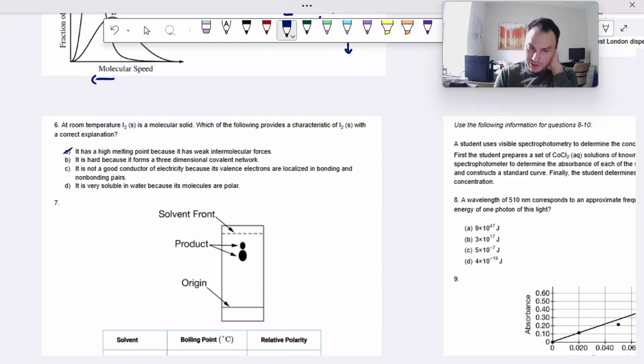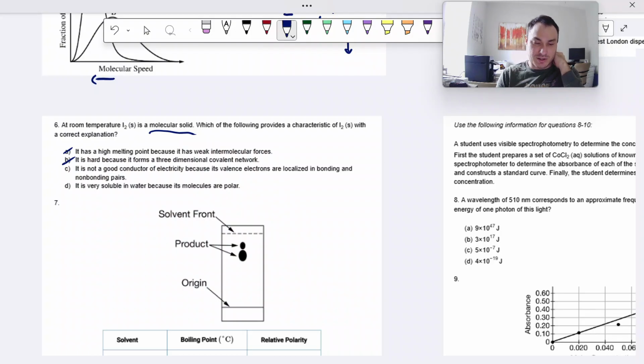It is hard because it forms a three-dimensional covalent network. That one's not true. I2 does not form a covalent network. Also, we're told it's a molecular solid. C is not a good conductor of electricity because its valence electrons are localized in bonding and non-bonding pairs. That one looks correct. Let's read D first.